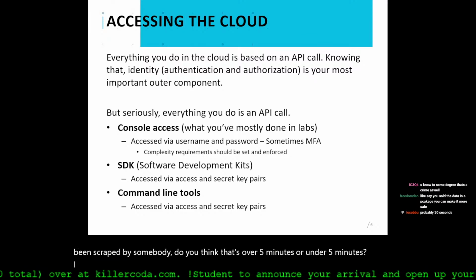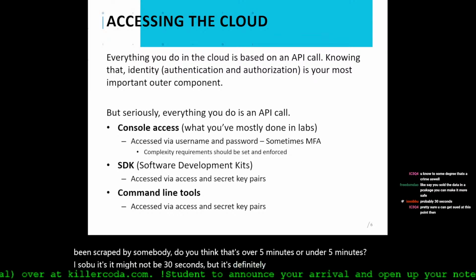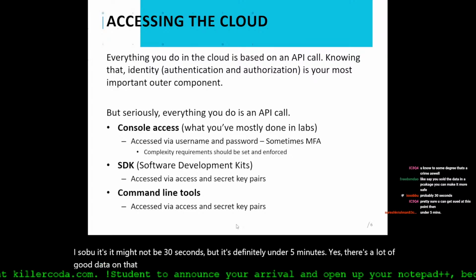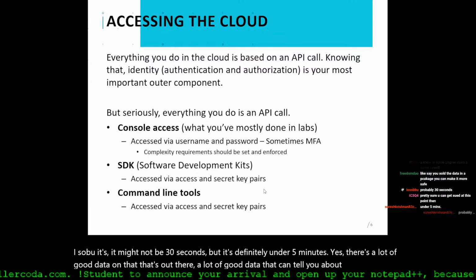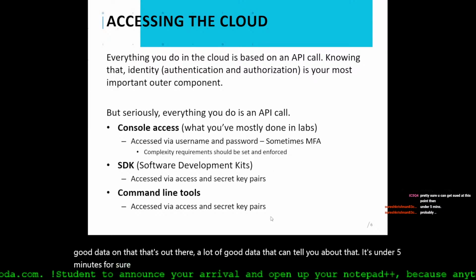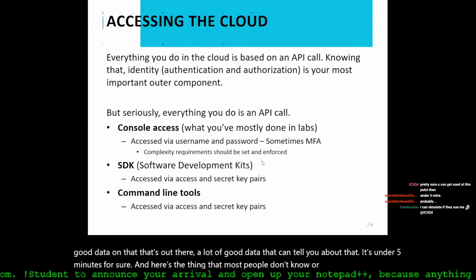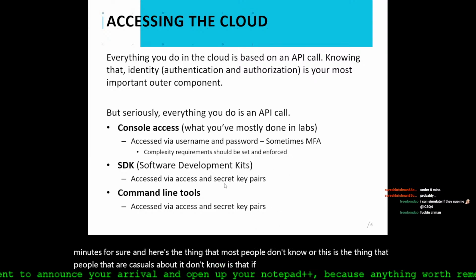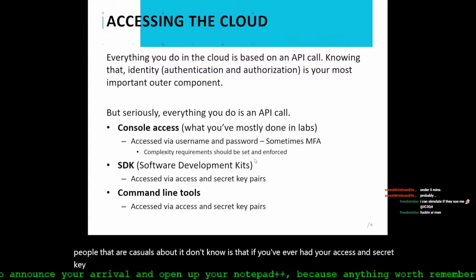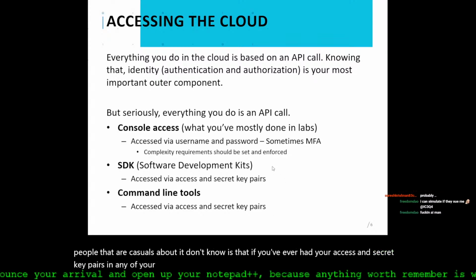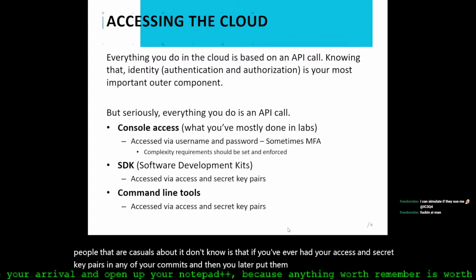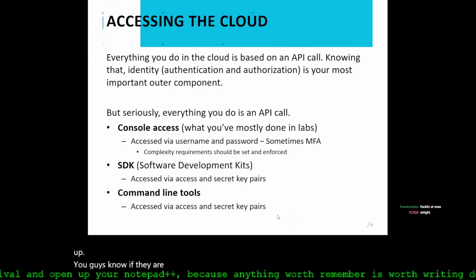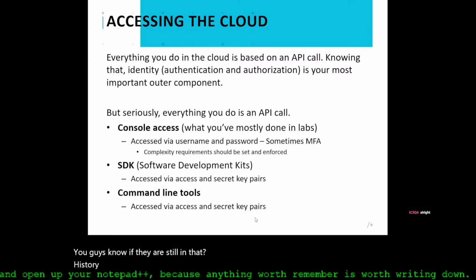It might not be 30 seconds, but it's definitely under 5 minutes, yes. There's a lot of good data out there that can tell you about that. It's under 5 minutes for sure. And here's the thing that people that are casual about it don't know: if you've ever had your access and secret key pairs in any of your commits, and then you later put them into an ignore file and send them up, do you guys know if they are still in that history of Git commits, or have they been removed?